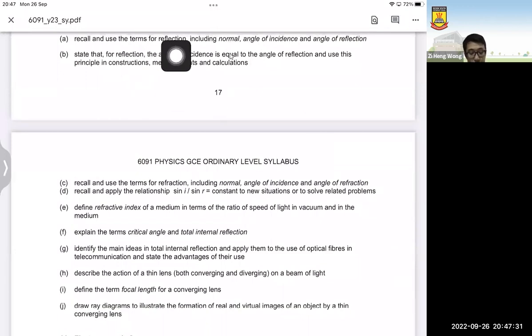Basically you can see some of the things you need to know. Reflection: what is the normal, what is the angle of incidence, what is the angle of reflection. You need to know the angle of incidence is equal to the angle of reflection. Use this in your constructions, your ray diagrams, and do calculations and whatnot.